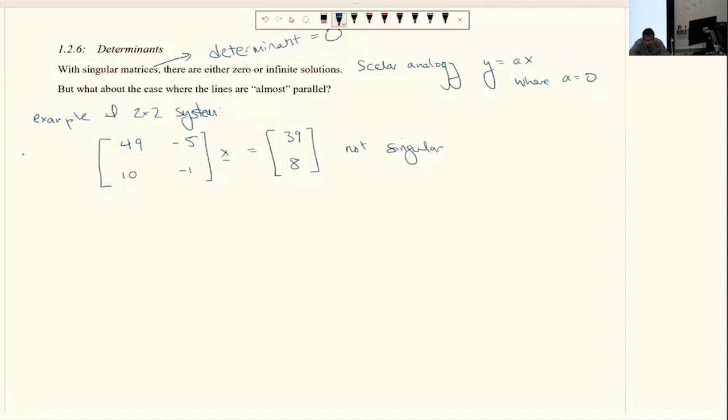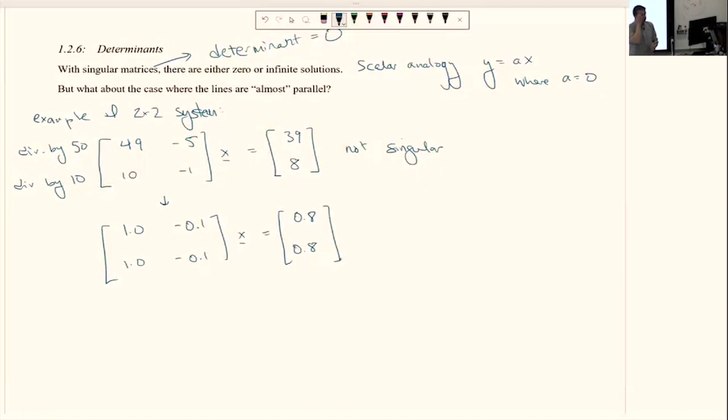But if you divide the first row by 50, and you divide the last row by 10, the matrix you get to 2 sig figs is 1.0, -0.1, 1.0, -0.1, times x equals 0.8, 0.8. I said 2 sig figs, but it was just one decimal place, basically, right? And so this is the same set of equations because you did a legitimate row operation on the 2 rows. So it should give you the same information as the first matrix.